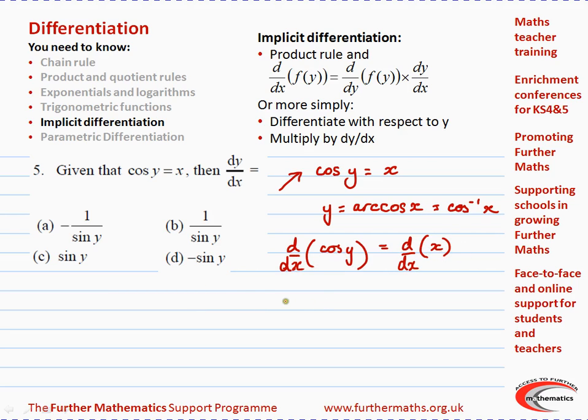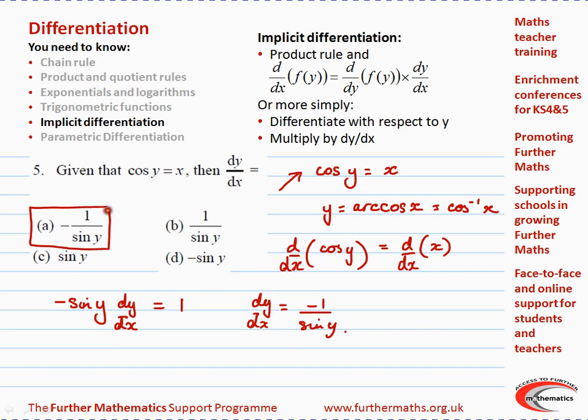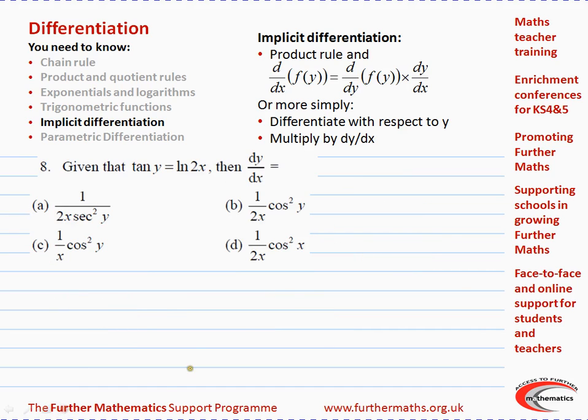The left hand side, differentiate the outside function, that's the cosine, and you get minus sine y, and differentiate the inside function, that's the y, and you get dy by dx. And differentiating x with respect to x gives you 1, so we can rearrange here and get dy by dx is negative 1 over sine y, and I think you can see here that that matches up with answer A.